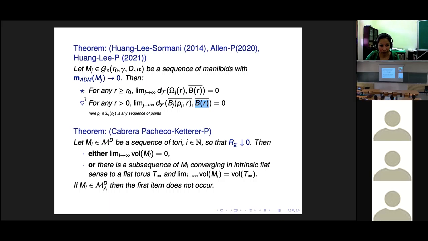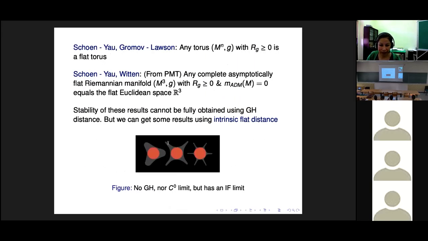So let me tell you a little bit about these two results. This second one, you can actually think about it as a pointed convergence theorem, because here I'm saying for each R greater than zero, your ball around the point PJ of radius R, which is contained in your manifold MJ, is going to converge to Euclidean space of the right dimension. And here, we are choosing any sequence of points in a certain region. And you have to choose them in a certain region because when you use intrinsic flat convergence, there are many things collapsing. So if you choose your points, for example, in my motivation photograph, here in the spikes, since we know that this sequence converges to this red sphere, then these points disappear in the limit. So we have to choose carefully those points.